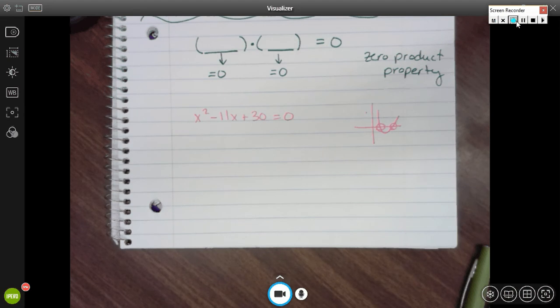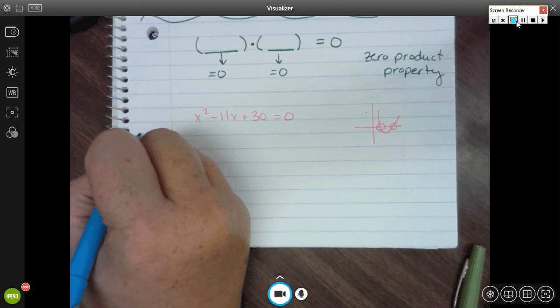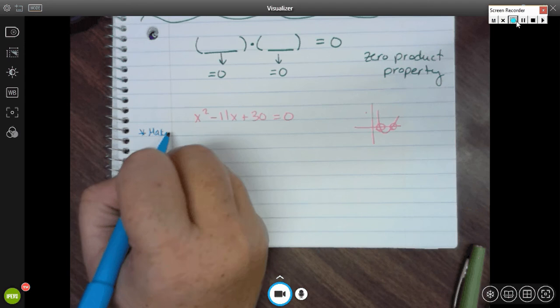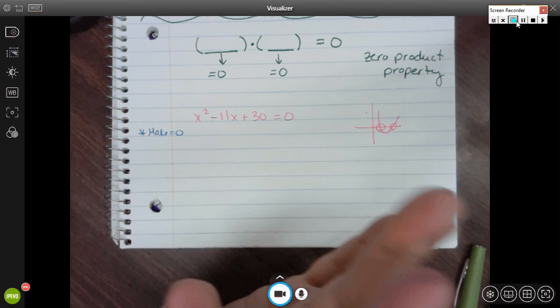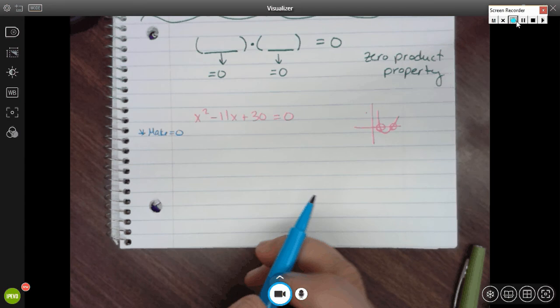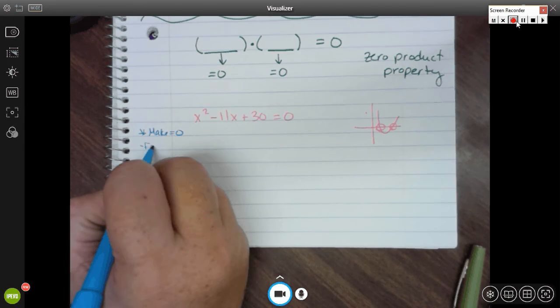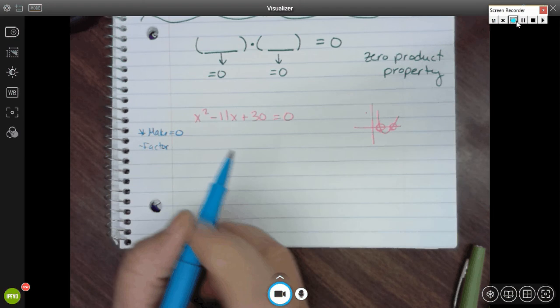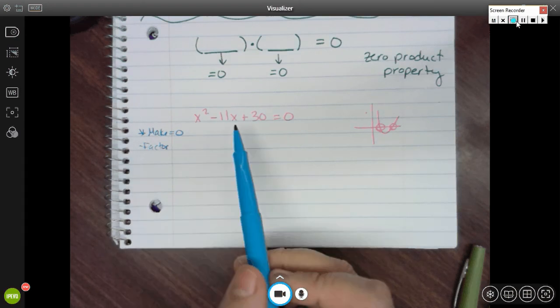So here's where we're going to use factoring, okay? So the first thing we're going to do is we're going to make sure it equals 0 if it doesn't already, and in this case it does, right? And then what I want to do is I want to factor, if I can. And in this case, excuse me, I can.